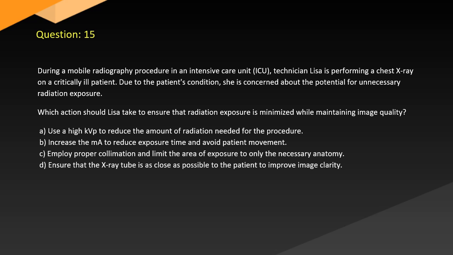A. Use a higher kVp to reduce the amount of radiation needed for the procedure. B. Increase mAs to reduce exposure time and avoid patient movement. C. Employ proper collimation and limit the area of exposure to only the necessary anatomy. D. Ensure that the X-ray tube is as close as possible to the patient to improve image clarity.